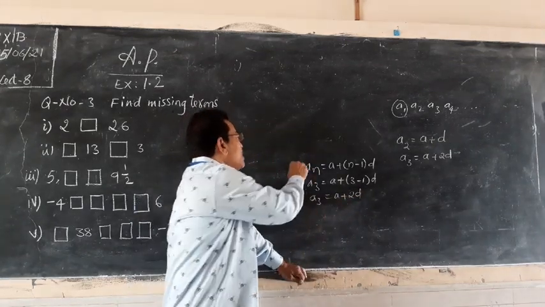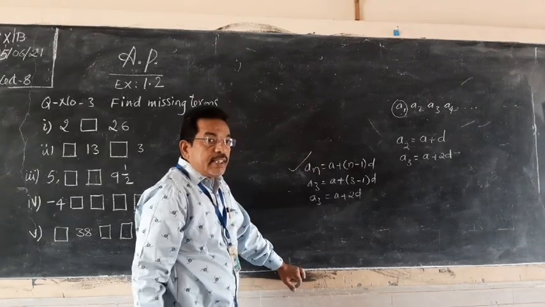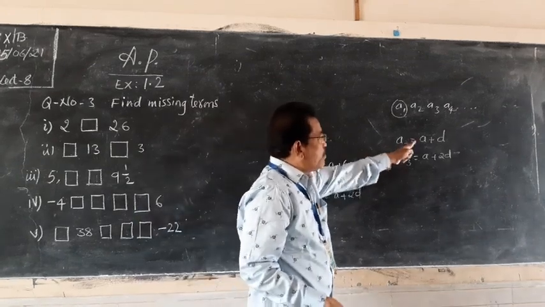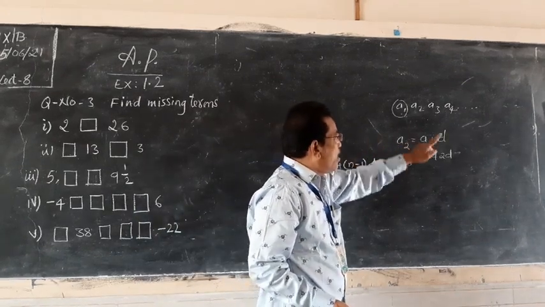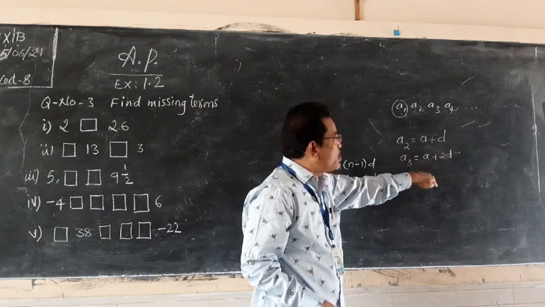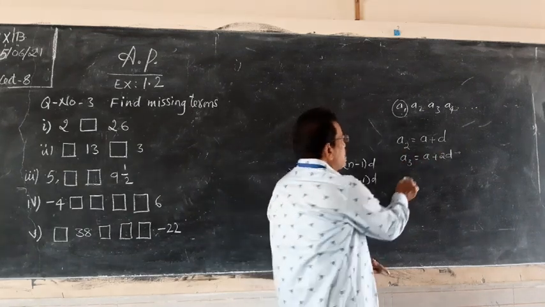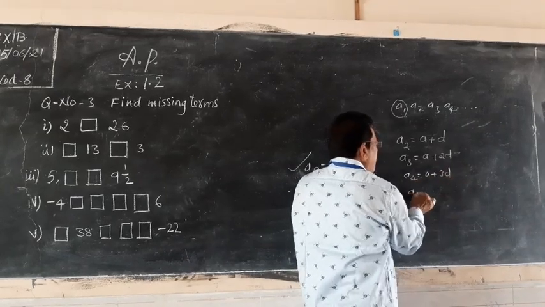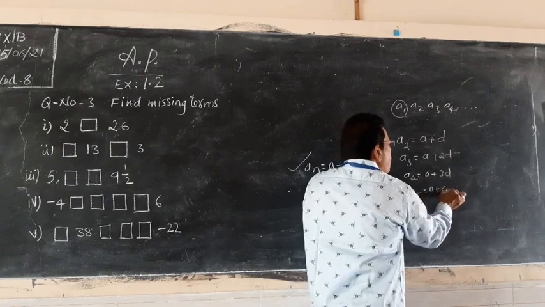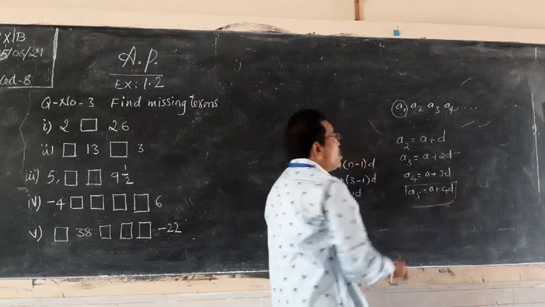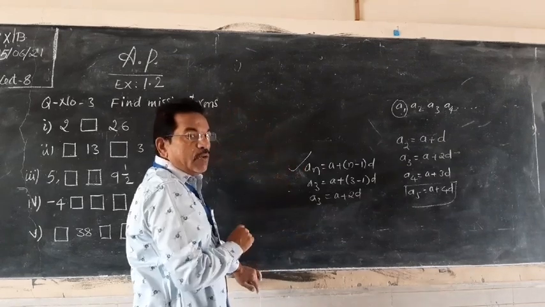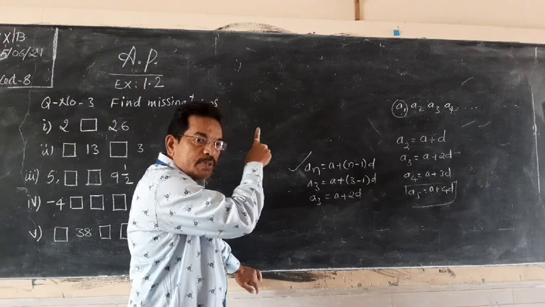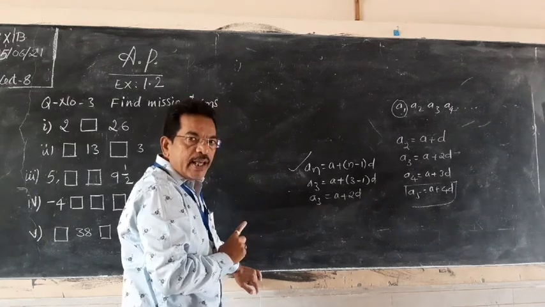Instead of applying this formula for every case, let us shorten the solution by using the terms like this. That is A2 equals A plus D, A3 equals A plus 2D. Can you tell me A4? See, nothing. A4 equals A plus 3D. A5 equals A plus 4D. Like this we have to write the terms continuously, which helps solve the problems in a very easy way. Okay, let us continue.